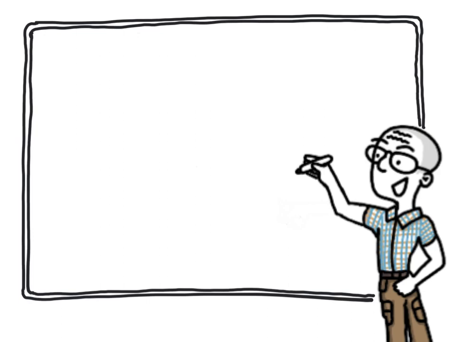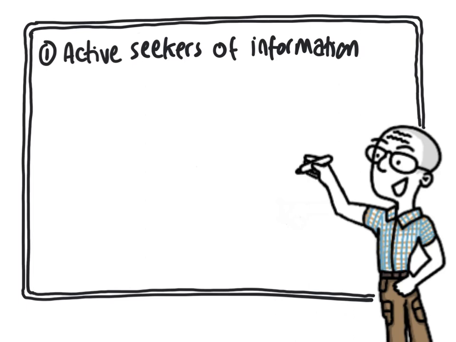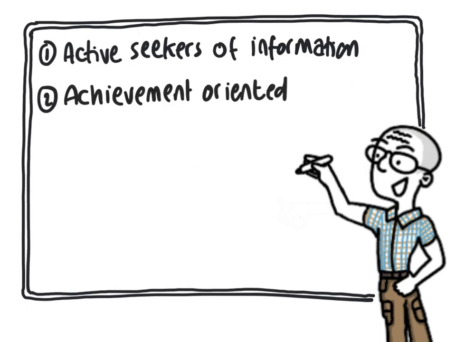There are three specific characteristics of high internals that help us understand their ability to resist social pressure. Firstly, they are active seekers of information that is useful to them. Therefore, they're less likely to rely on the opinion of others. This should make them better able to resist the pressures of informational social influence. Secondly, high internals tend to be more achievement-oriented. They are more likely to become leaders and entrepreneurs. And thirdly, high internals seem better able to resist coercion.